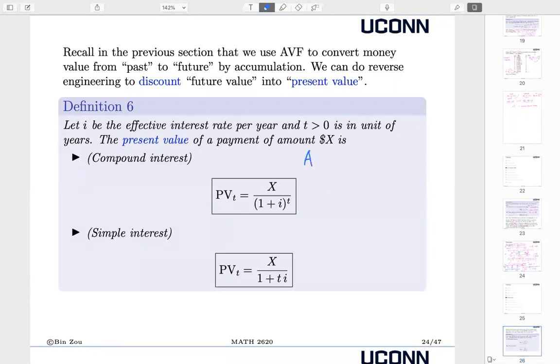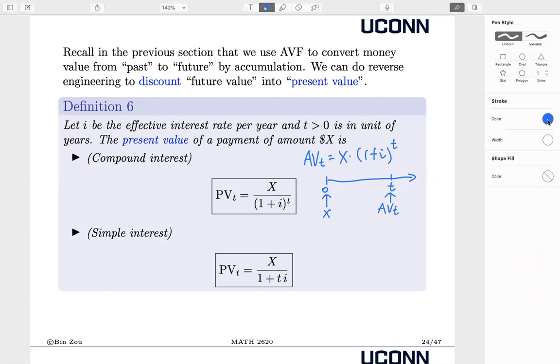Remember, what we used to have is, so assuming compound interest rate, right? So x is the starting value. So here in this graph, here's 0, here's t. Here is x, here is AV(t). Okay, now we are doing something different. Well, not that different. It's reversing the timeline. So now what do we have? At time t, I have x dollars. Okay, I want to know how much this x dollars is worth at time 0. So I discount back, right? So this is PV(t).